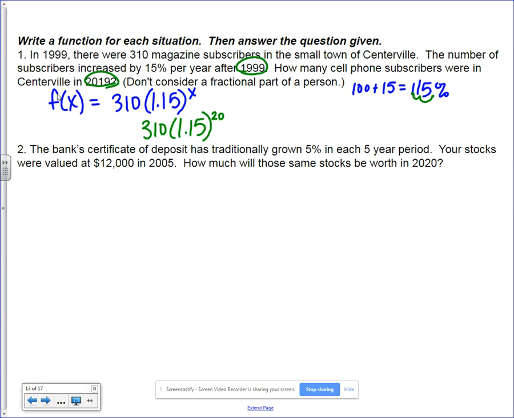Hold on one second. How's everybody doing with where I put that 20? Good? So you pick up your calculator, you type it all in, and you should not have a decimal here. You have to do rounding if you do have a decimal.